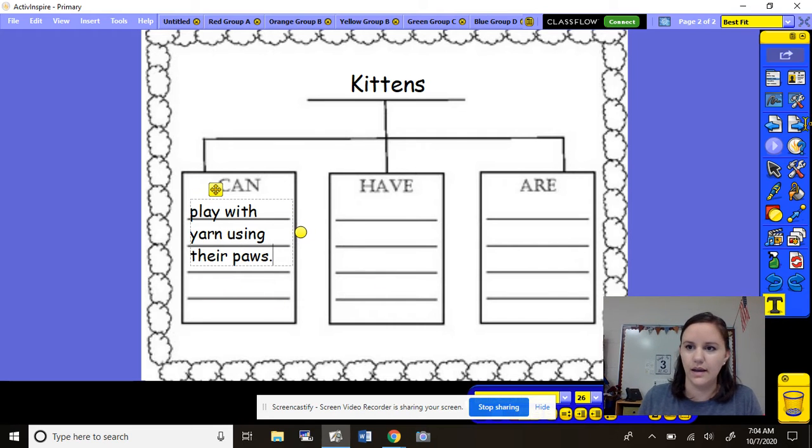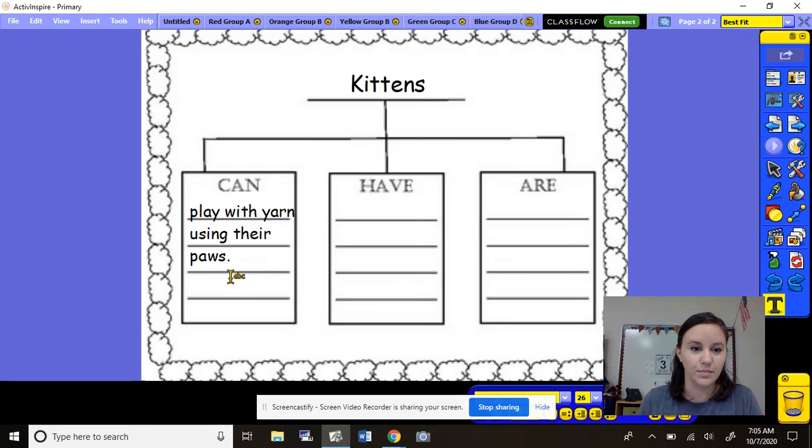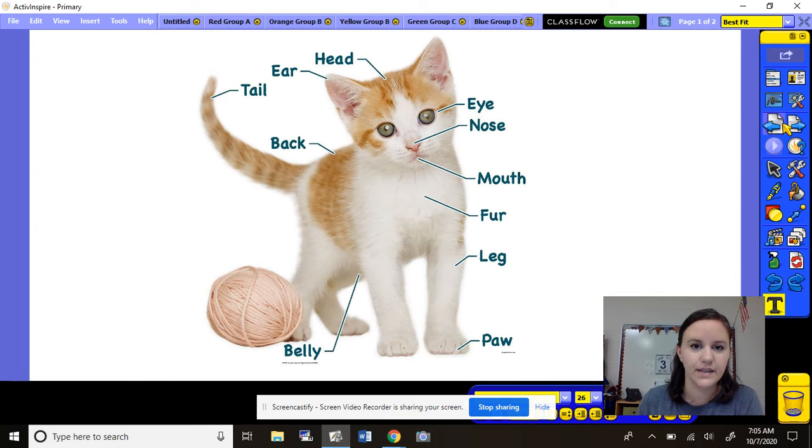Okay. What else can kittens do? Kittens can jump with their legs. Two things. Kittens can play with yarn using their paws. Kittens can jump with their legs. Kittens have.